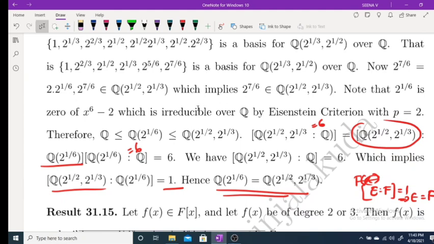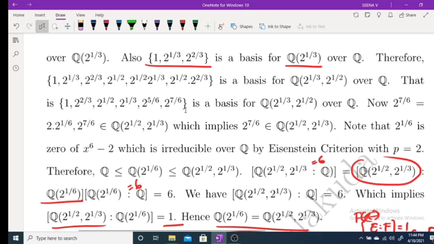Now here we have one result. Here you have to replace this like this. Now 2^(7/6) equals 2 into 2^(1/6), and 2^(7/6) belongs to this one, which implies 2^(1/6) belongs to this one, because 2 is already there. That means this product also belongs to this, meaning 2^(1/6) also belongs to Q(2^(1/2), 2^(1/3)).